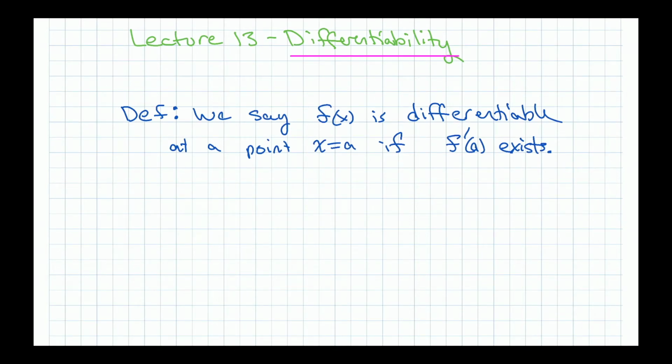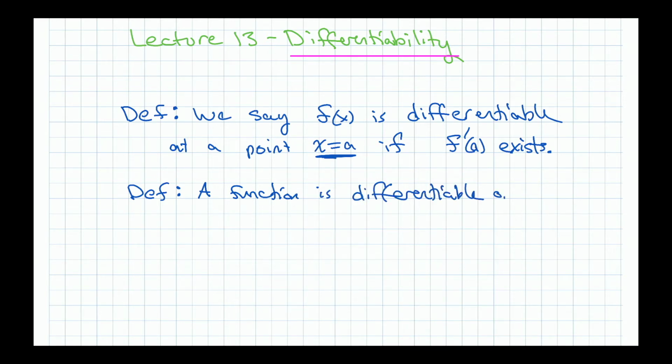Now, a lot of times, we're not going to be talking about differentiability at a point. We're going to be talking about differentiability on an interval or just differentiable overall, right? If we say a function is differentiable on an interval, I'll say that a function is differentiable on, I'm going to say (a, b) this way.